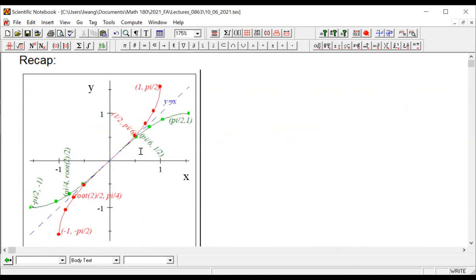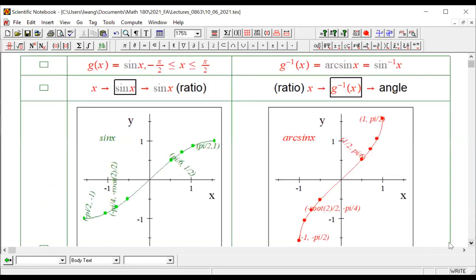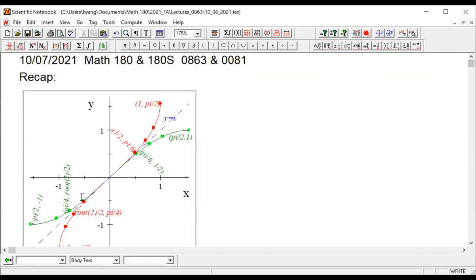Did I show you this picture yesterday? I think we did this picture where I did it after class. Okay, so in this picture, you can see the green curve is the sine. The green is the sine, all the dots on the green. The red is the arc sine. There are some pieces that look like they overlap, but they're completely two different functions.